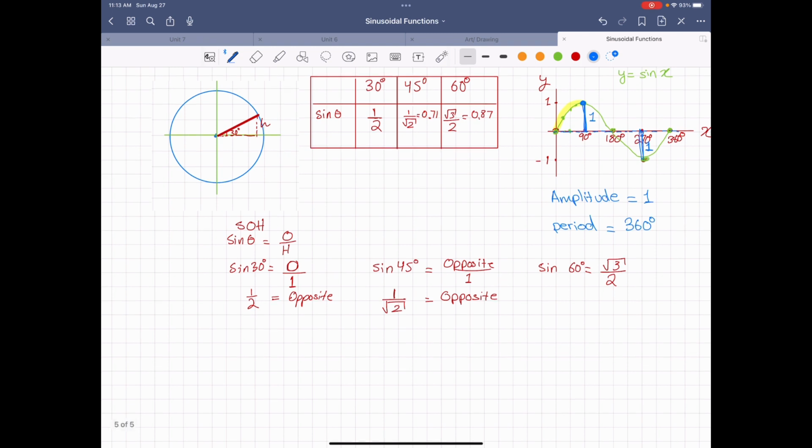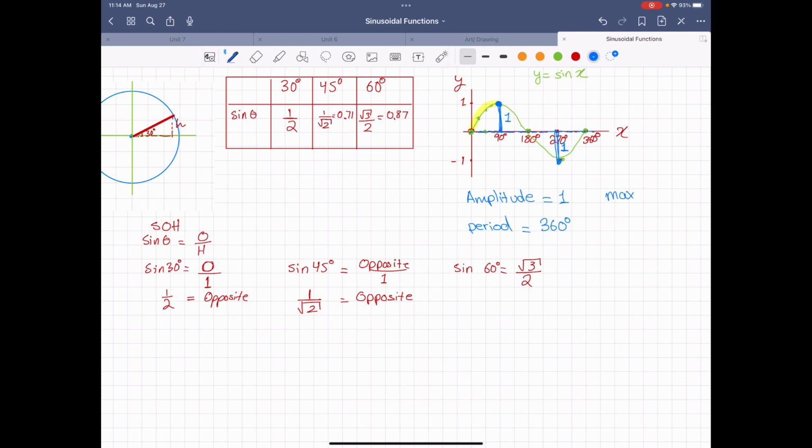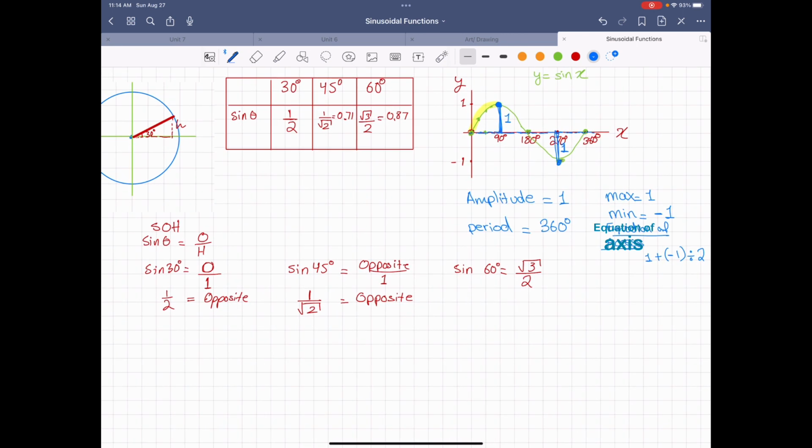The equation of axis is the middle line. How can we get the equation of axis? You get the maximum point and then the minimum point, and find the line that goes halfway between the two. Okay, so let's also note down that the max here is 1, and the minimum is -1. The equation of axis, how do we determine that? We add up the minimum and the maximum and divide by 2. In this case, it is 0. 0 divided by 2 is 0. So the equation of axis is an equation, so you have to write it as an equation. It's y equals 0.